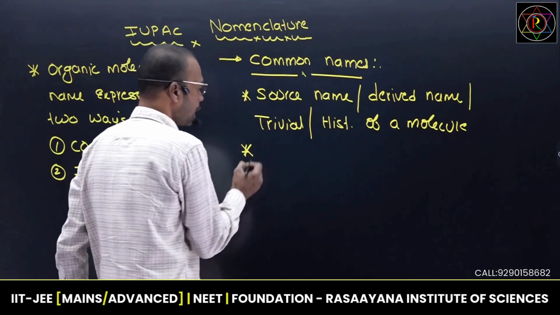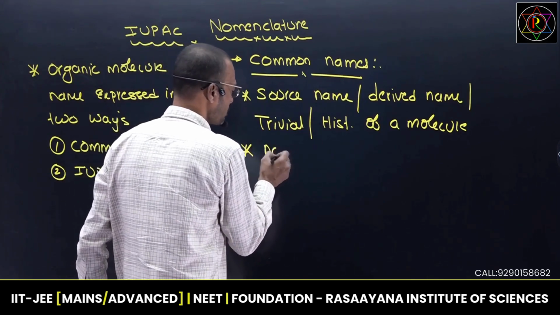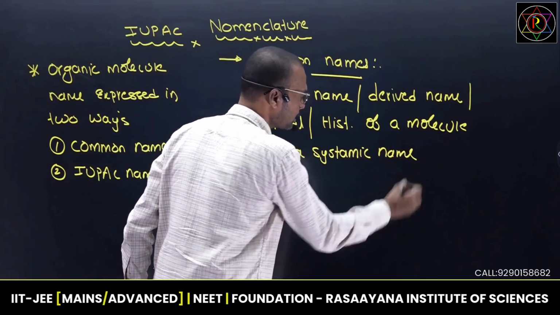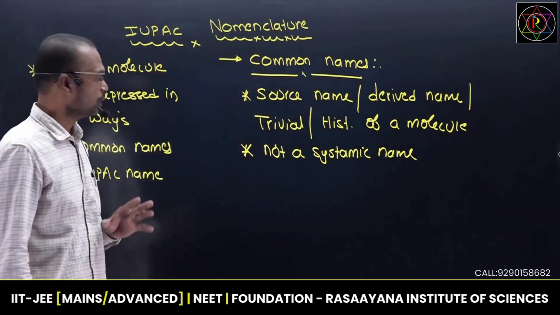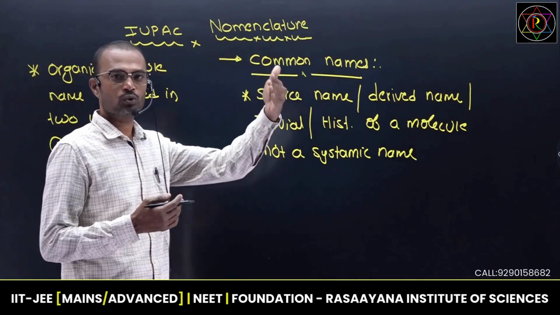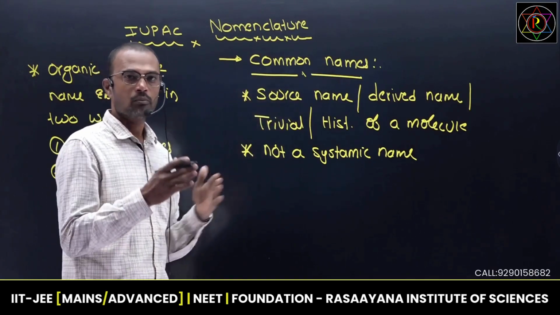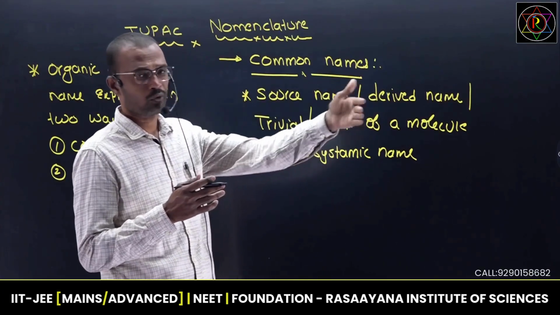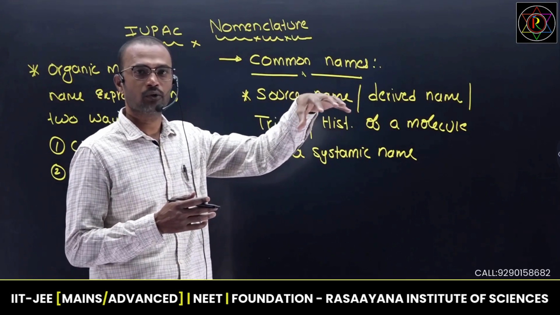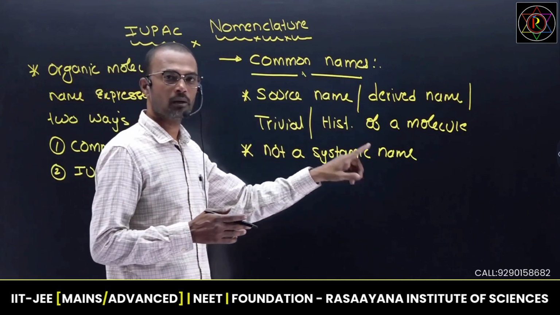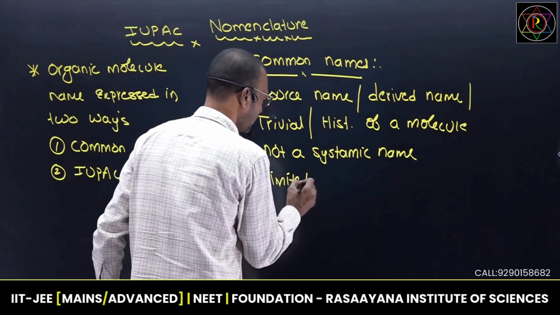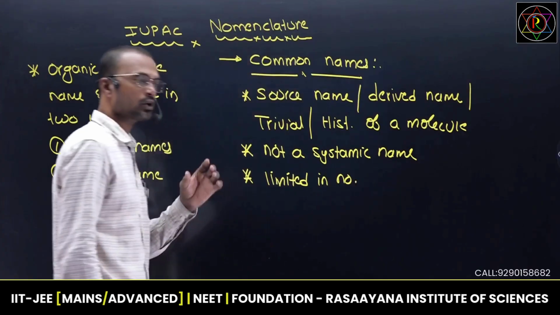So common name is not a systematic name. It is impossible to write a common name for each and every organic molecule. A common name may be repeated for more than one molecule because one source may give multiple compounds. Suppose 10 organic molecules are extracted from one source. That one source name will be given to these 10 molecules. That's why it is not a systematic name, and may be repeated. They are limited in number, so we can't give a common name for each and every organic molecule.